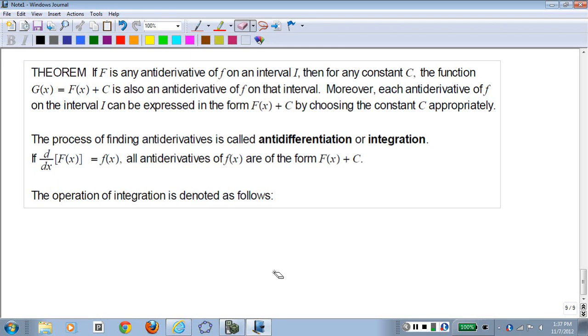The process of finding derivatives was called differentiation. The process of finding antiderivatives could be called anti-differentiation. We will more commonly call it integration. Integration is how we'll denote it. So if we could take the derivative of big F of x and get little f of x, all antiderivatives of little f of x are of the form big F of x plus a constant. So that's the way we'll write it.